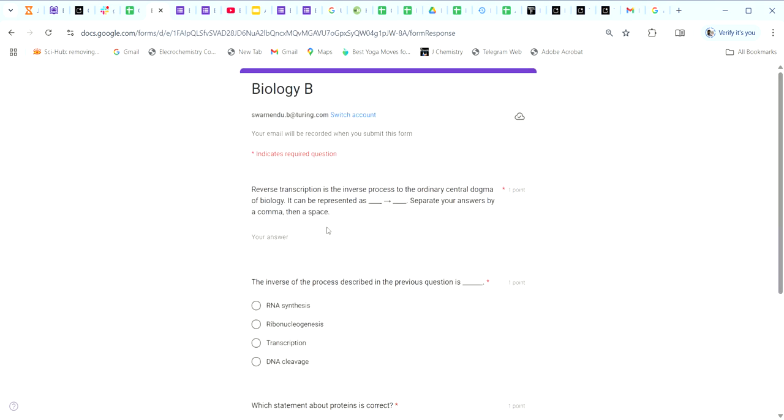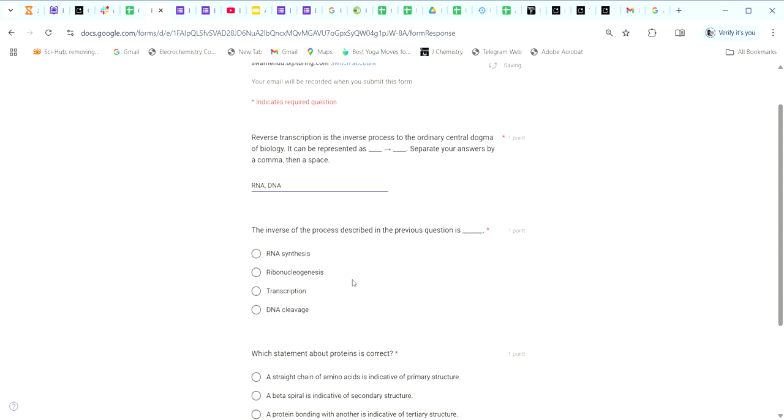Reverse transcription is the inverse process of the ordinary central dogma of biology. It can be represented as DNA to RNA. The inverse of the process described in the previous question is reverse transcription.